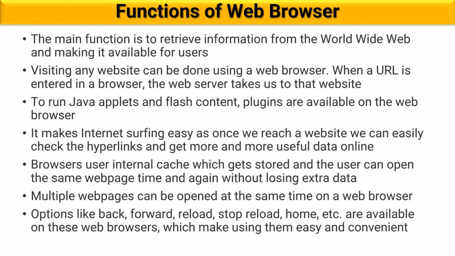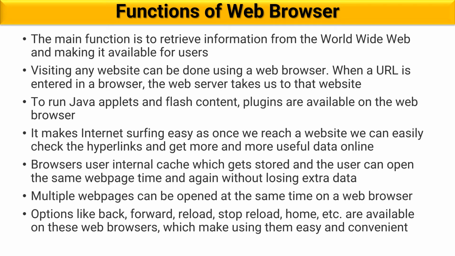What are the functions of a web browser? The main function is to retrieve information from the World Wide Web and make it available for the users. Then visiting any website can be done using a web browser. When a URL is entered in a web browser, the web server takes us to the website. To run Java applets and Flash content, plugins are available on the web browser. It makes internet surfing easy, as once we reach a website, we can easily check the hyperlinks and get more and more useful data online.